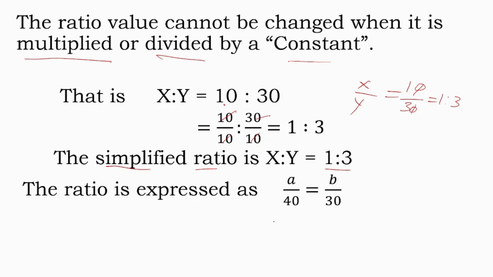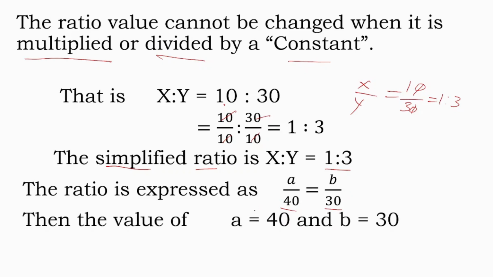If we have an expression a by 40 equal to b by 30, then the ratio in this comparison is a equal to 40, b equal to 30. That is, if you see, this implies a by b equals 40 by 30. In this fraction, numerator equals numerator and denominator equals denominator. That's why you get a equal to 40 and b equal to 30.